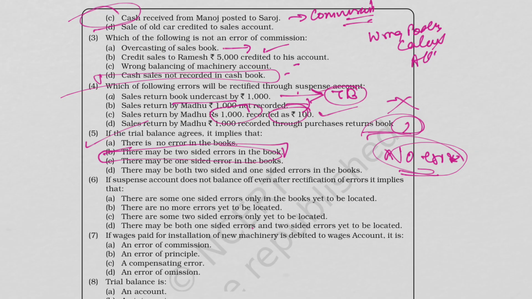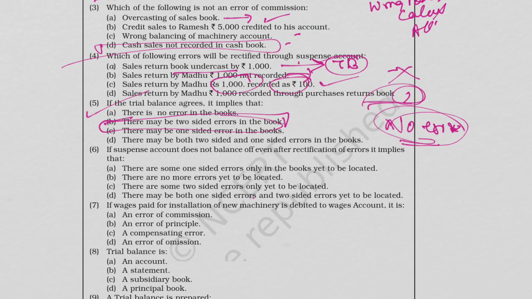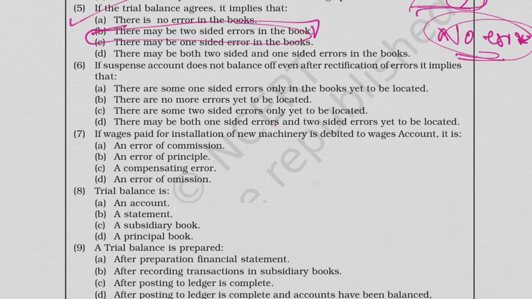So if suspense account does not balance even after rectification, it means that some errors are still not found. These may include both one-sided errors and two-sided errors. So the correct answer is D. There may be both one-sided errors and two-sided errors yet to be located.